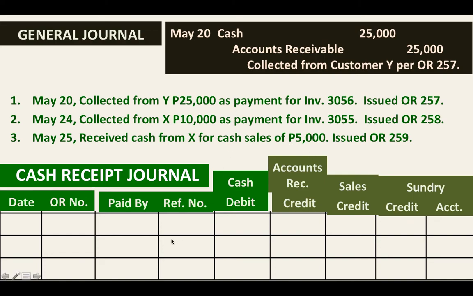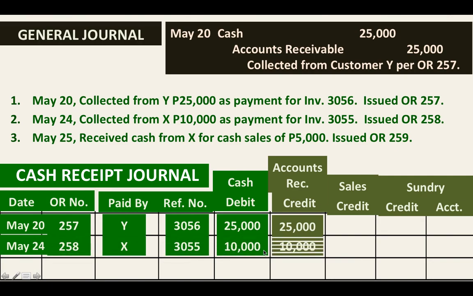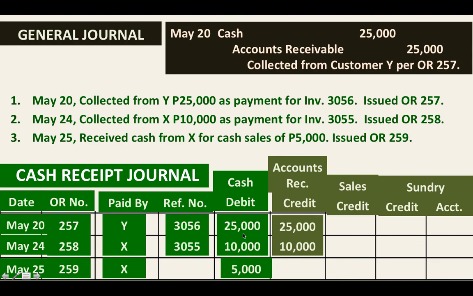So in this illustration on May 20, this is how we are going to record this, okay? May 20, so the reference will be the OR number, which is 257, paid by customer Y, and reference 3056, this is the invoice that was paid. We debit cash of 25,000 and credit accounts receivable of 25,000. So if we will record the other transactions, this is how it will be recorded, okay? On May 25th, okay, from X, we received cash of 5,000. However, this is not an accounts receivable, but it is a cash sale. So we credit sales, okay? Okay, so this is how we are going to record.